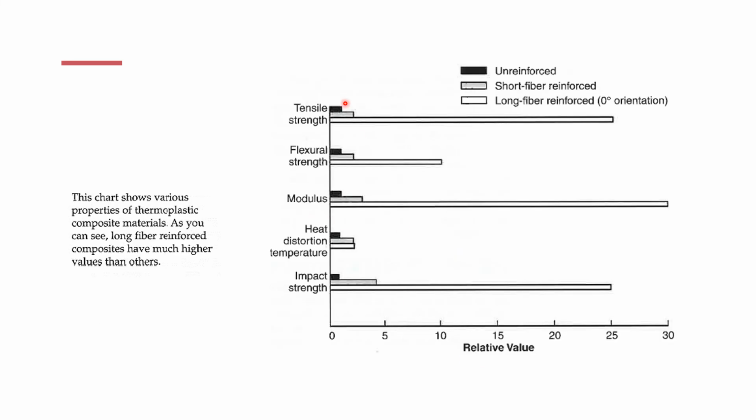So here it's showing you all of that: tensile, flexure, modulus, heat distortion, and impact strength according to the different reinforcement. We have unreinforced, the black ones, short fiber, this guy, and long fiber. When you look at it, you see the long fiber seems to be better for all qualities. So this will be your favorite choice.